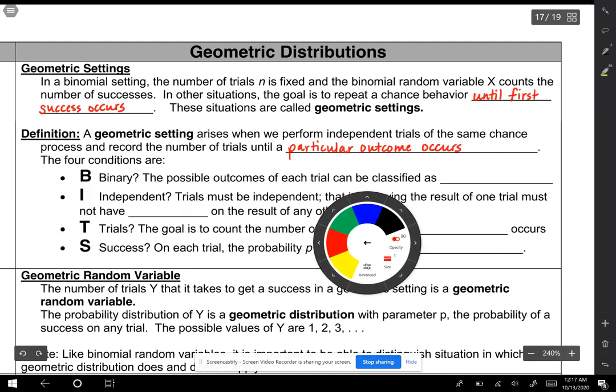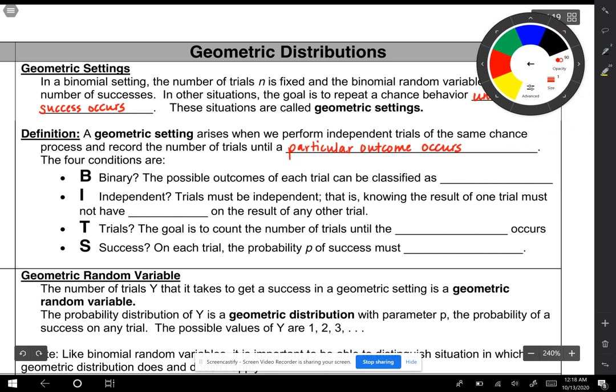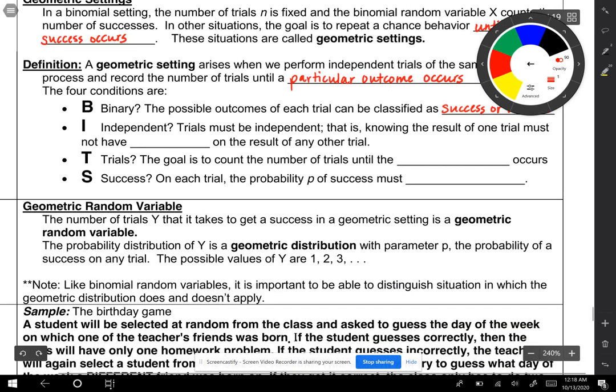The four conditions are very similar to the ones for binomial settings. With binomial settings, you have BINS that we talked about. Well, the four conditions for a geometric setting are BITS. So the binary and the independent stay the same. For binary, the possible outcomes of each trial can be classified as success or failure. For independent, trials must be independent. That is, knowing the result of one trial must not have any effect on the result of any other trial.